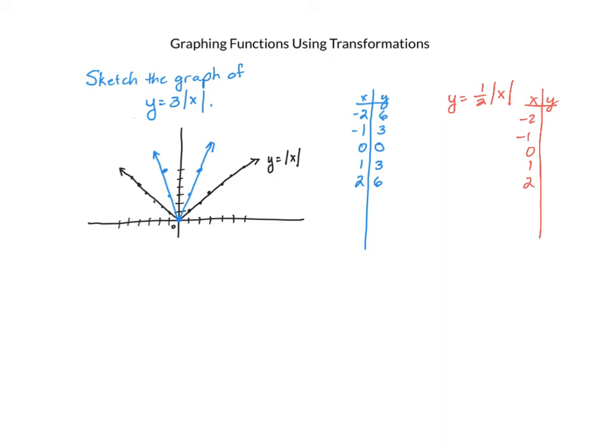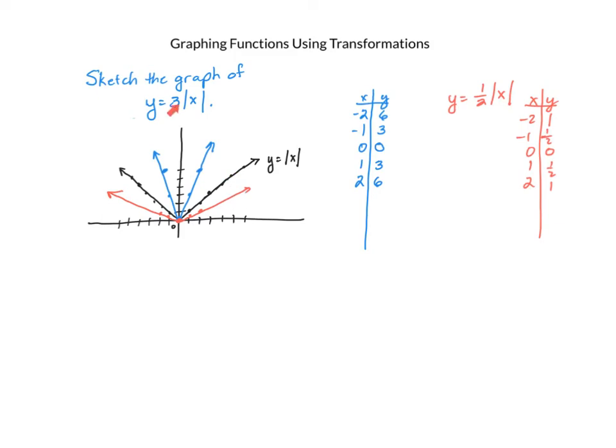Notice if you put -2 in, you would get 1. -1 would give us 1/2. 0 would still give us 0, 1 would give us 1/2 again, and 2 would give us 1. So the points would look like this. Let me just graph it here. And it looks like this. So all of the y values that were on our parent graph are now half as high.